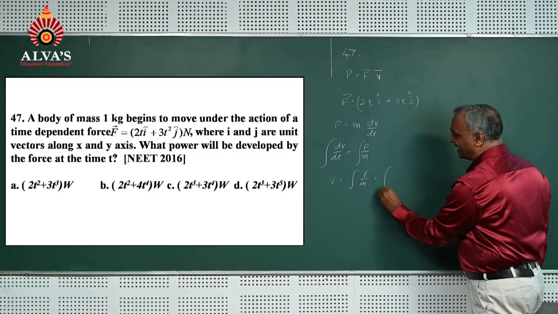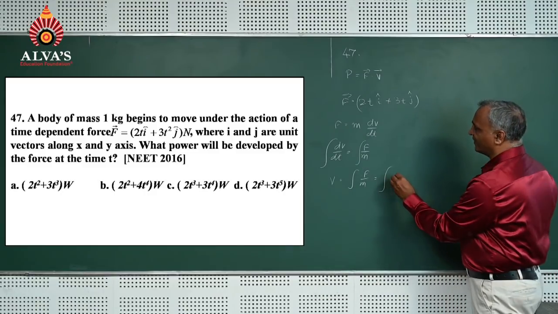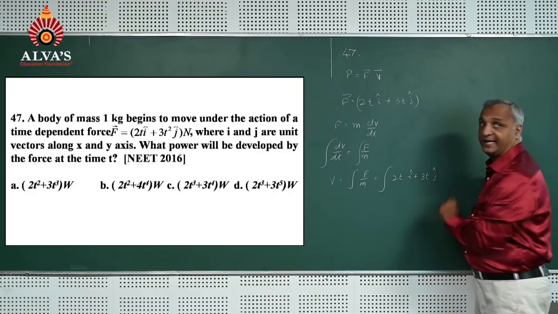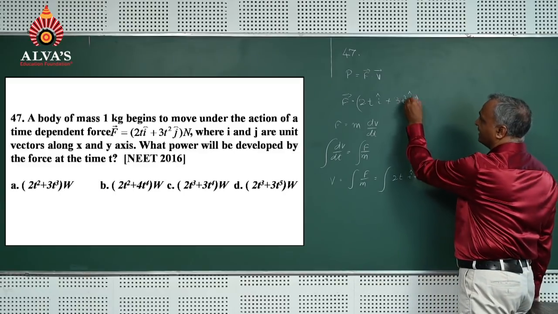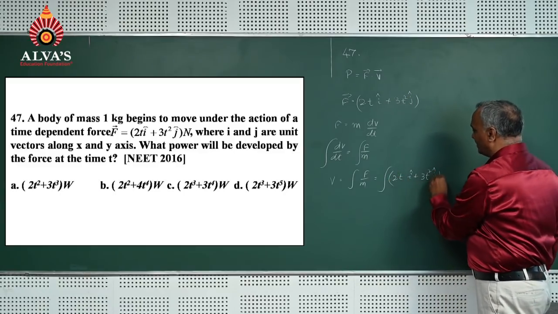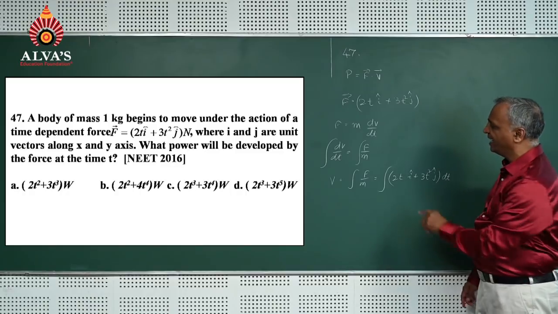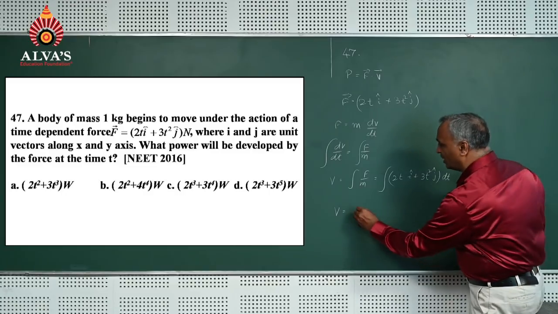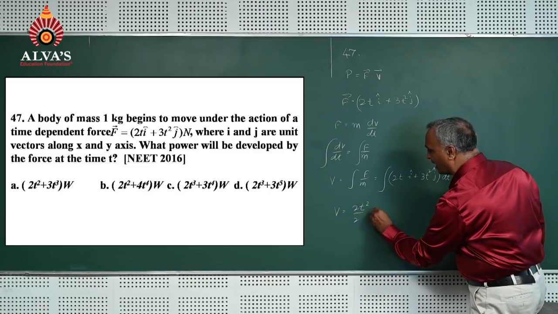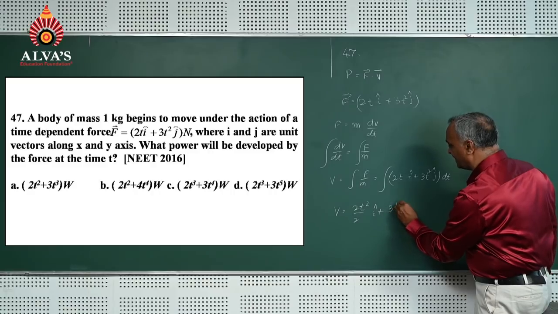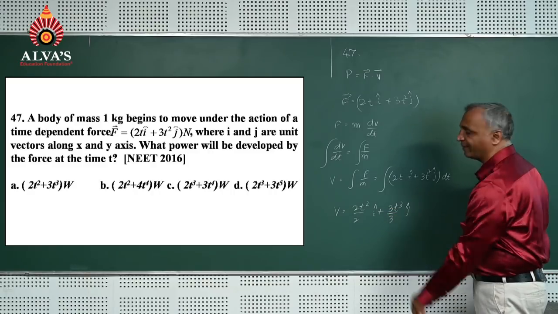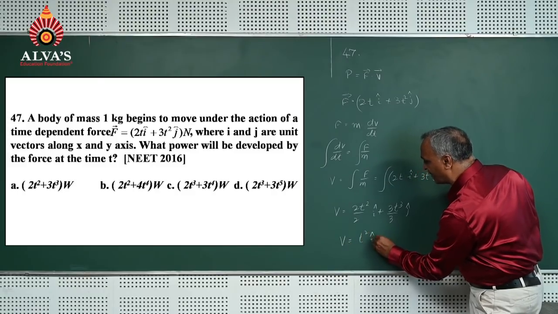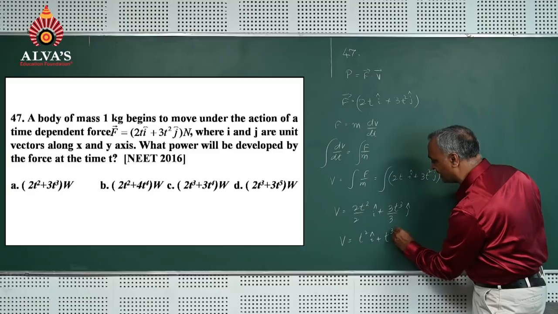So you integrate this equation, and force equation already we have, 2t i cap plus 3t square j cap. You integrate this equation with respect to t, and mass anyhow 1. So if I integrate, I am going to get v is equal to 2t square by 2 i cap plus 3t cube by 3 j cap. So velocity will be equal to t square i cap plus t cube j cap we have.